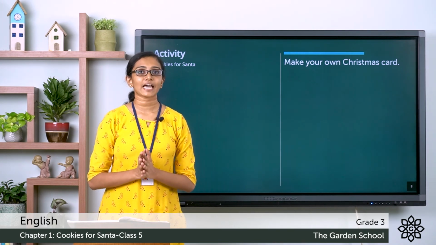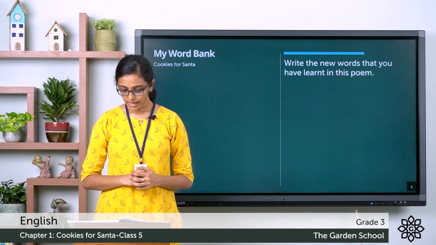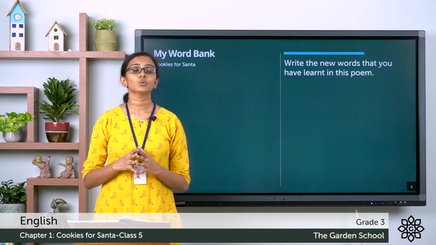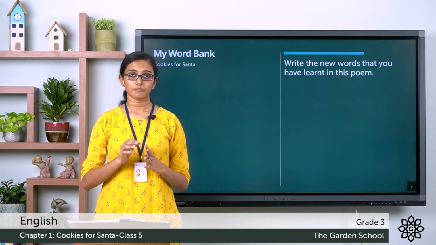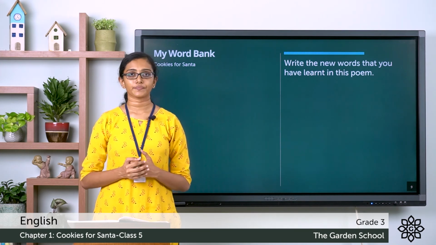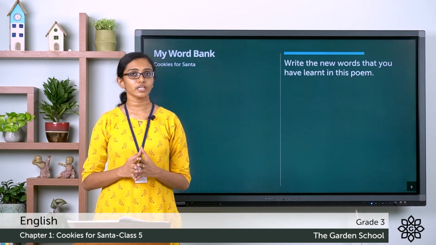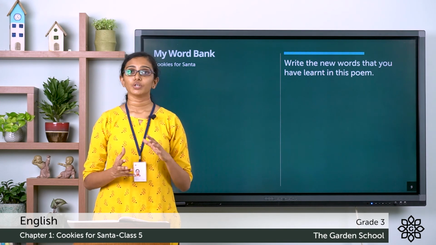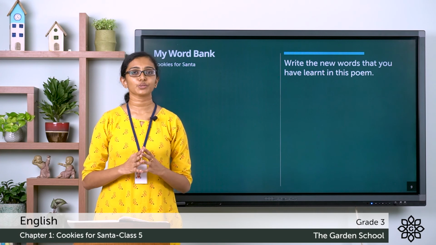Now let's discuss the next activity. This is the My Word Bank exercise. Here, you are asked to write the new words that you have learned in this poem. So if you learned any new word in the poem, Cookies for Santa, just make a note of it and its meaning in your notebook. So this is going to improve your vocabulary a lot. You can find the right meaning and the pronunciation of the words from the dictionary or an online dictionary in the presence of your parents. But make sure you know the word, its spelling, its pronunciation, and if possible, learn to say a sentence with that word.